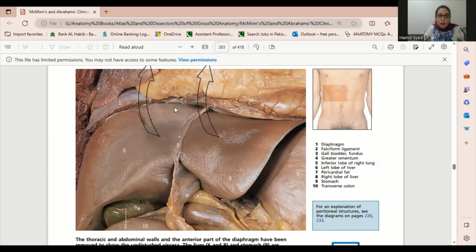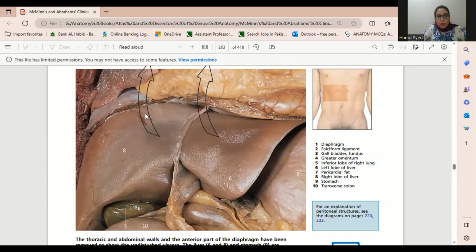Number 1 over here is representing the diaphragm. A part of it has been removed to show us the liver. And number 5 over here is showing us the lungs. So this here is the pericardial fat, and next to the left lobe of the liver is the stomach. And below you can see this is the colon, and here of course number 3 is the gallbladder.